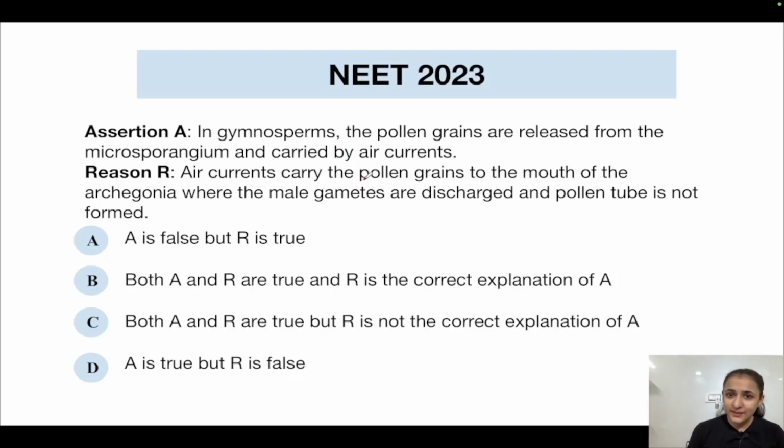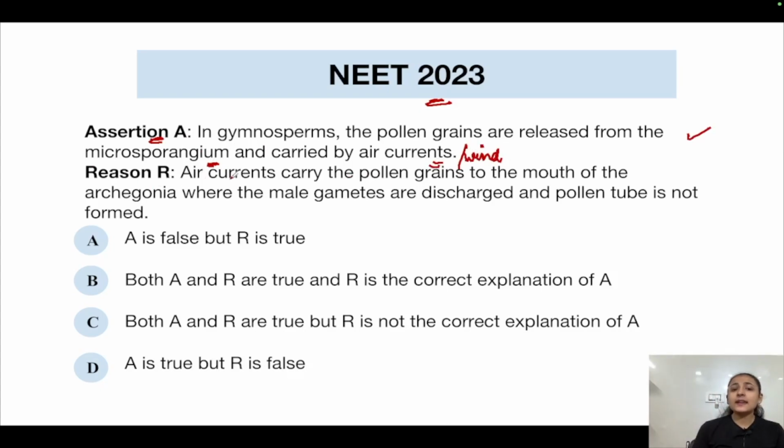Now let's come to the NEET PYQs. NEET 2023 में हमारा latest PYQ है, in Gymnosperms assertion दे रखी है, the pollen grains are released from the microsporangium and carried by air currents. So is this assertion true? Yes, this assertion is true. Pollen grains हमारे माइक्रोस्पोरेंजियम से ही रिलीज होते हैं, and they are carried by the wind or air currents. Okay?